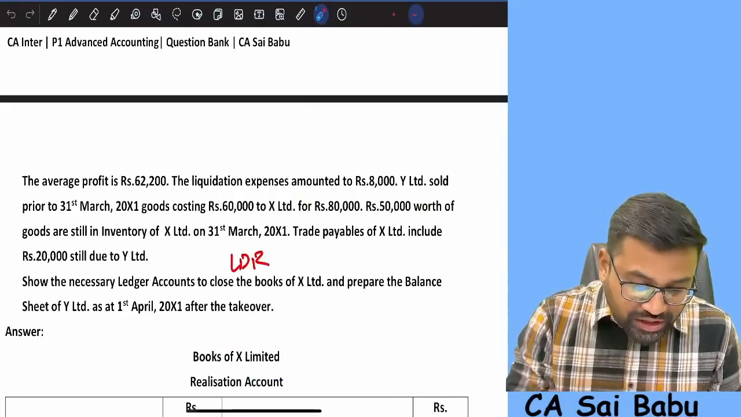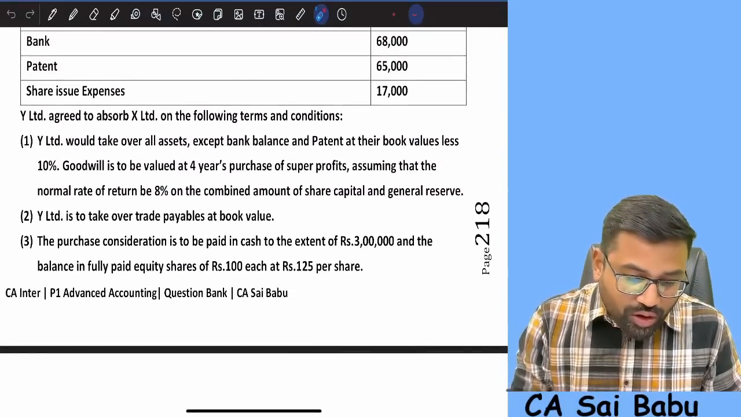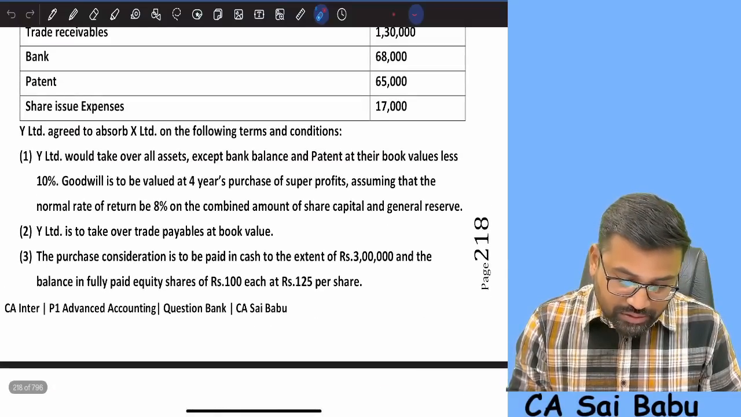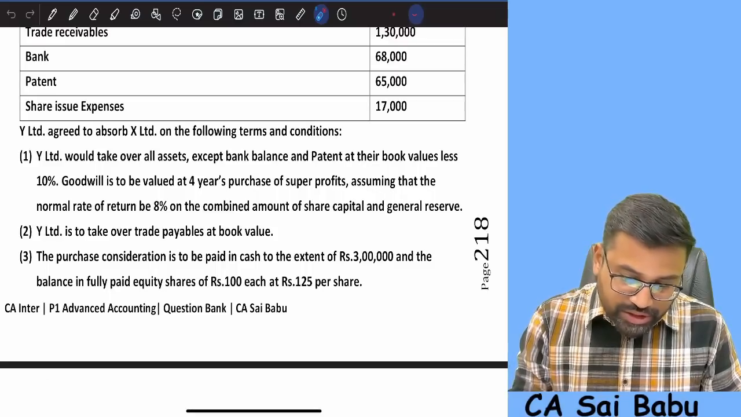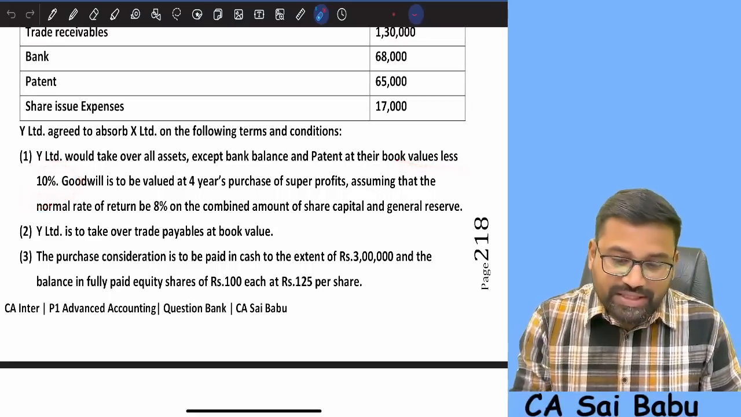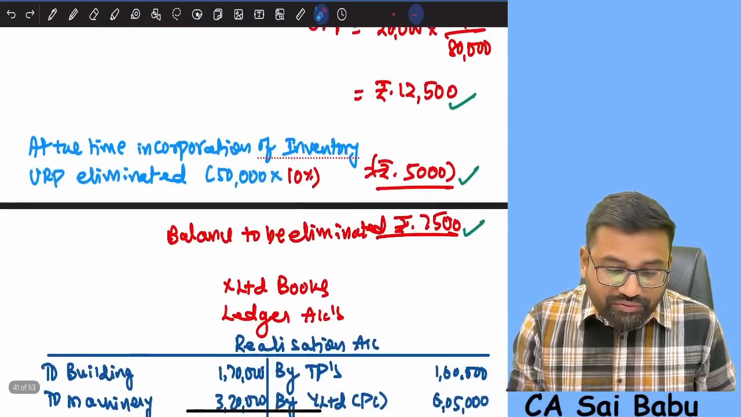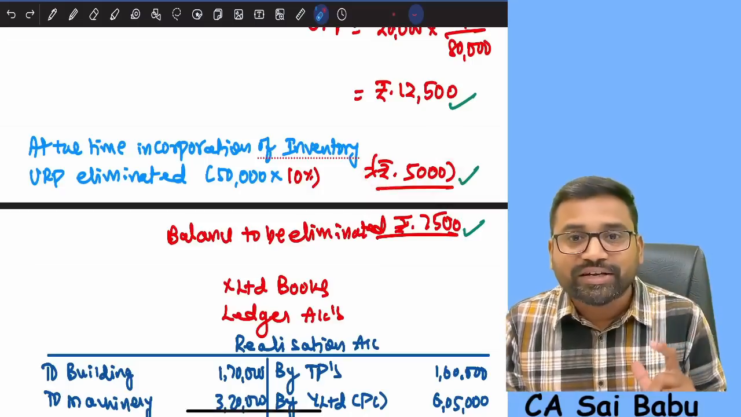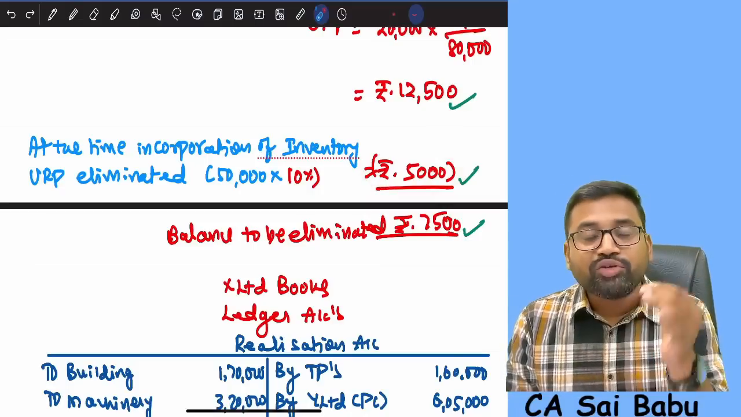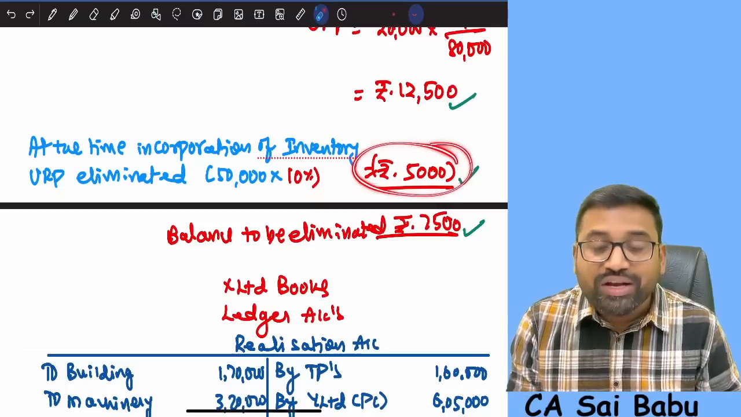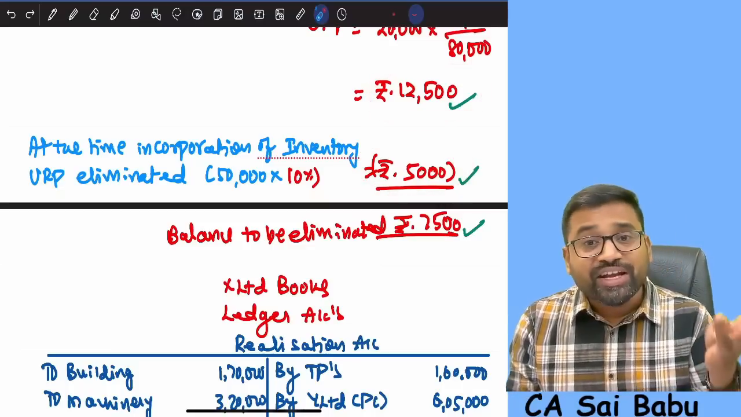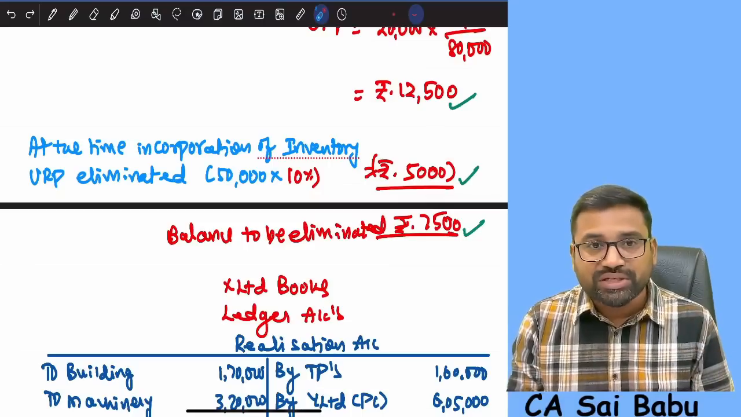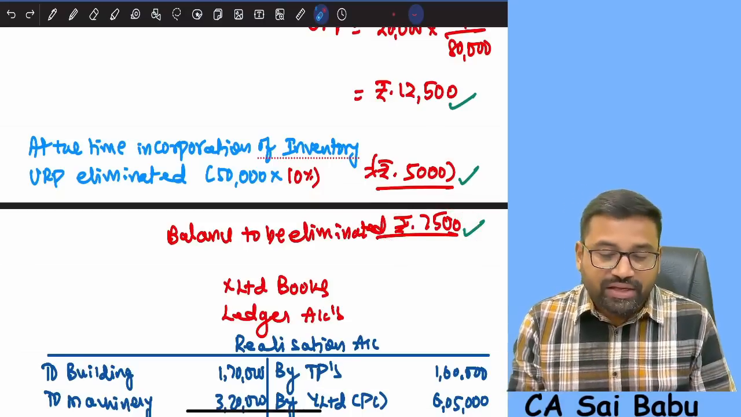Now in the question it is clearly mentioned that Y Limited will take over all assets of X Limited at cost less 10%, sir. See this. That means when they are taking the inventory, sir, 50,000, 10% less they have taken. That means 5,000 is already deducted. When you are incorporating, you will incorporate it at 45,000 only. That means 5,000 is already eliminated. Therefore, out of this 12,500 of unrealized profit, 5,000 is already eliminated at the time of incorporation itself, where we reduced 10%. Therefore, the balance to be eliminated is only 7,500. So that we will eliminate.